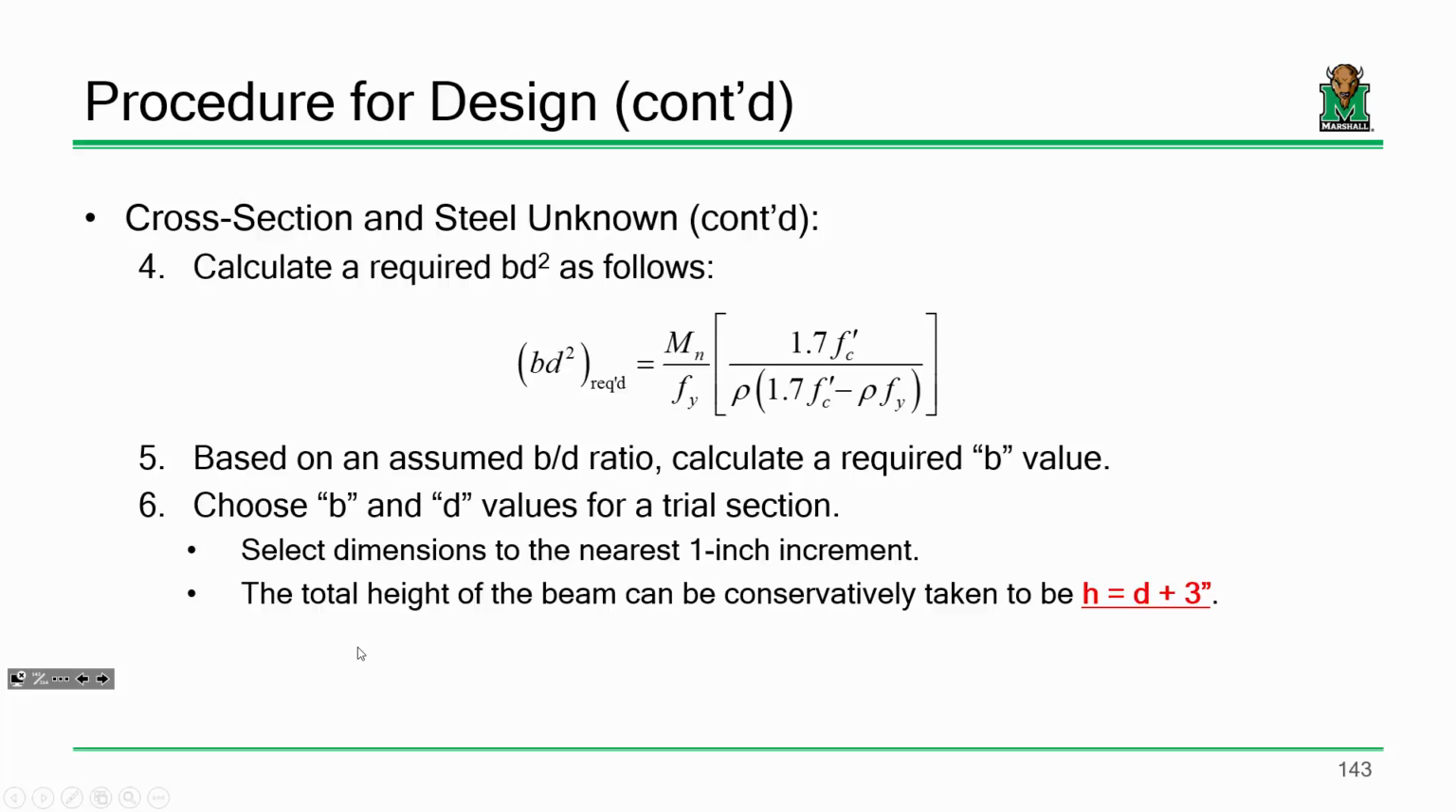Calculate b d squared, which is the beam proportions that we're going to use for design. Use a reasonable b over d ratio, which tends to be anywhere from about 1.5 to 2.5. Somewhere around there is a good one. Then we'll use that and choose b and d values for a trial section. When you're selecting beam dimensions, do not tell a contractor that you want a reinforced concrete beam that is 14.623 inches wide. Just make it 15 inches. Keep it simple.